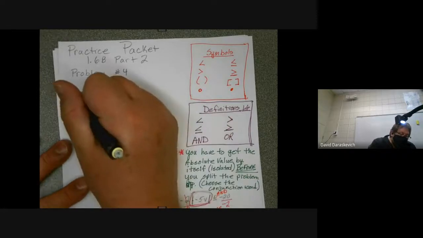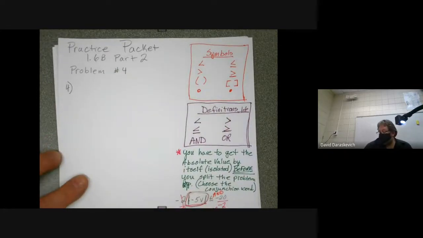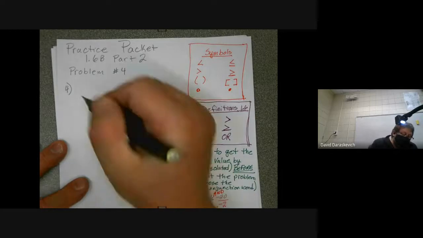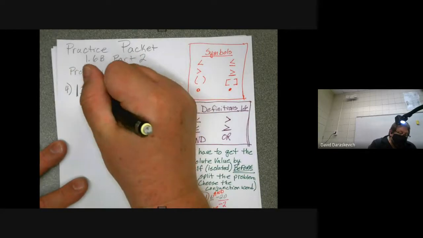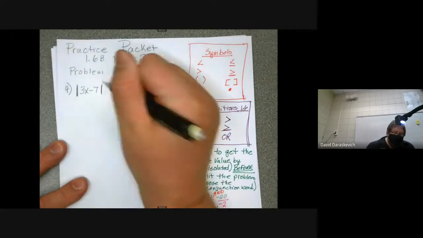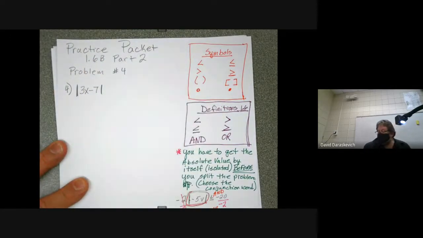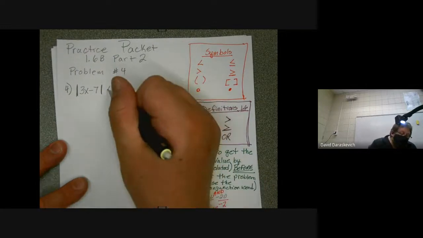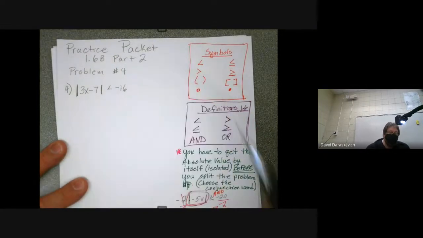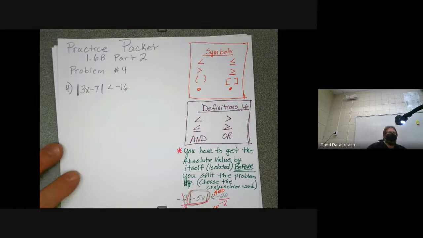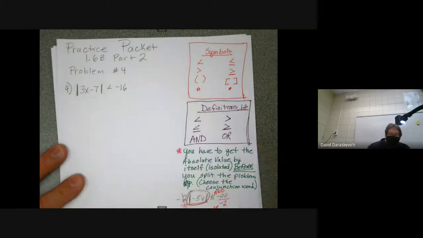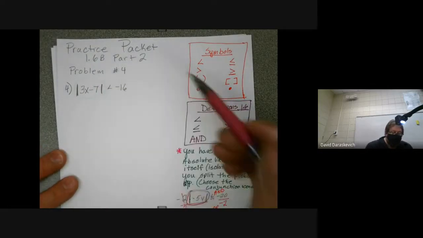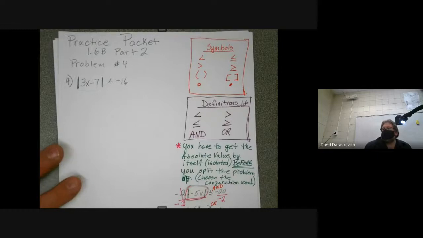So problem number 4 in your practice packet is, I have the absolute value of 3x minus 7 is less than negative 16. Okay, I'm good here. My absolute value symbols are isolated. There's nothing being multiplied, added, or subtracted. Sometimes they'll add a number or subtract a number. So I can go ahead and split it up.